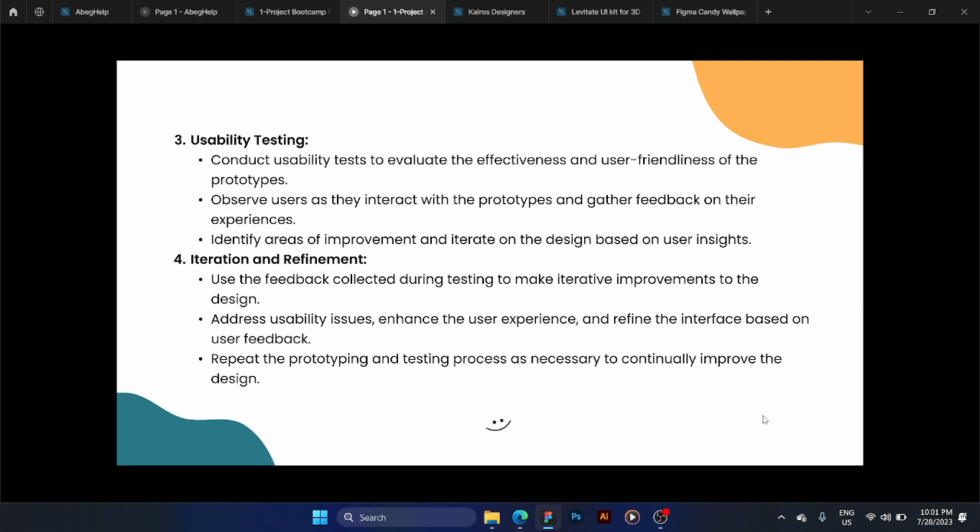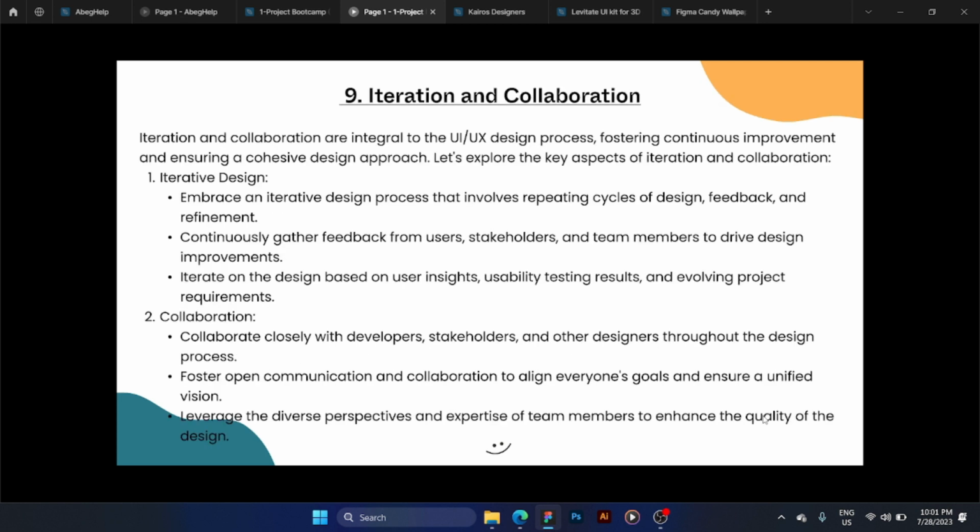So the another thing you need to do under this is repeat the prototyping and testing process as necessary to continually improve the design. This is one key thing I've always practiced many times. After I've done everything, I try to test it again and again to ensure that what I have done is perfect. All right. So you must ensure that there is perfection in the designs that you do. Yes, all of us are learning, but then you must ensure that aspect.